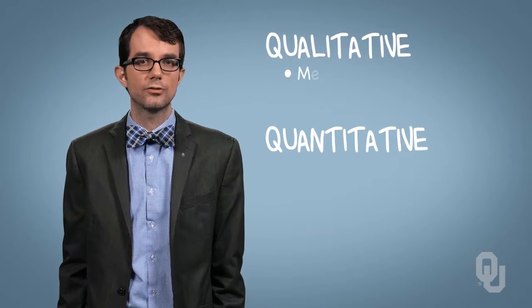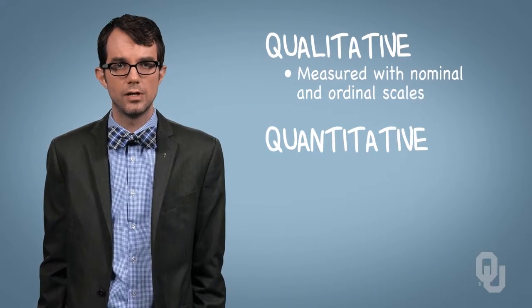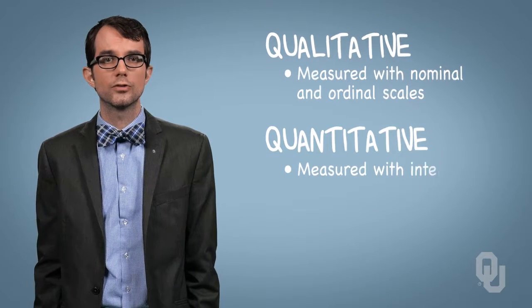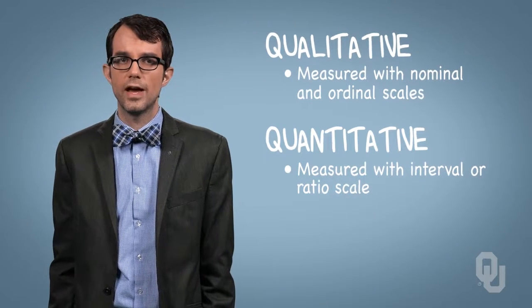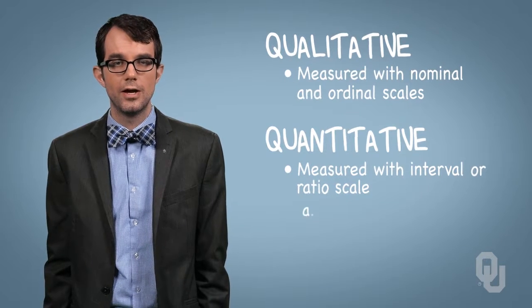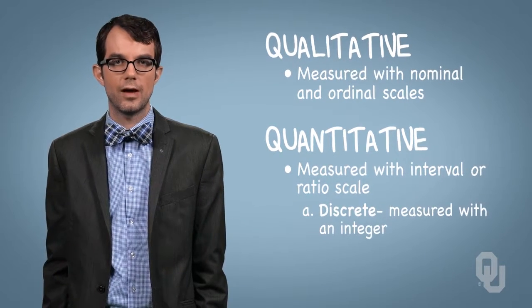Qualitative data tend to describe characteristics that aren't measured with numbers and are measured with nominal or ordinal scales. Quantitative variables are those that are measured with numbers and are measured with an interval or ratio scale. Quantitative data are further described as being either discrete or continuous. Discrete variables are measured as integers and tend to represent counts.